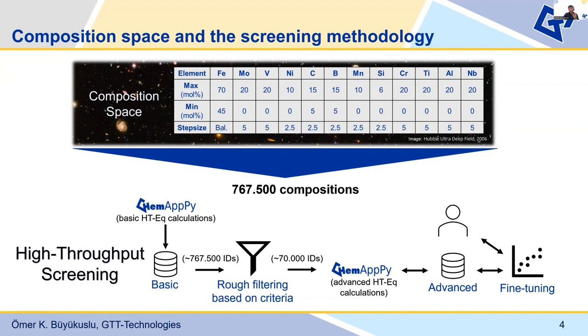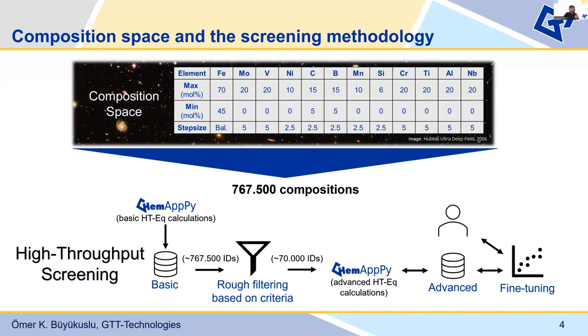Let me summarize the high-throughput screening methodology employed in this work. The diagram below illustrates the process. Each composition within the defined composition space undergoes a basic equilibrium calculation, and it is subsequently filtered based on predetermined criteria to ensure the desired alloy chemistry and physical properties. Remarkably, approximately 10% of the entire composition space successfully passed through these initial criteria. The remaining compositions are subjected to more advanced and computationally demanding criteria.